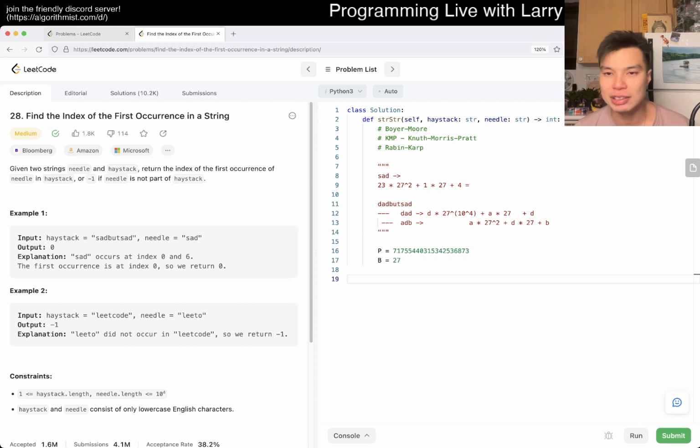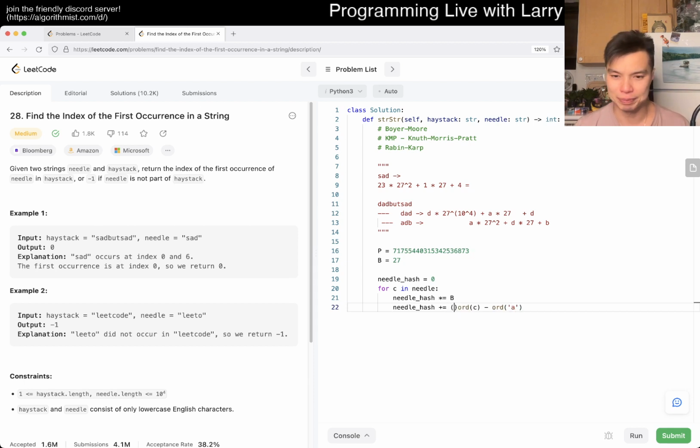So anyway, let's hash the needle. Needle hash is equal to 0. For c in needle, needle hash, we times it by base, and then needle hash, we add to it the order of c. I like to kind of write it this way, but you don't have to.